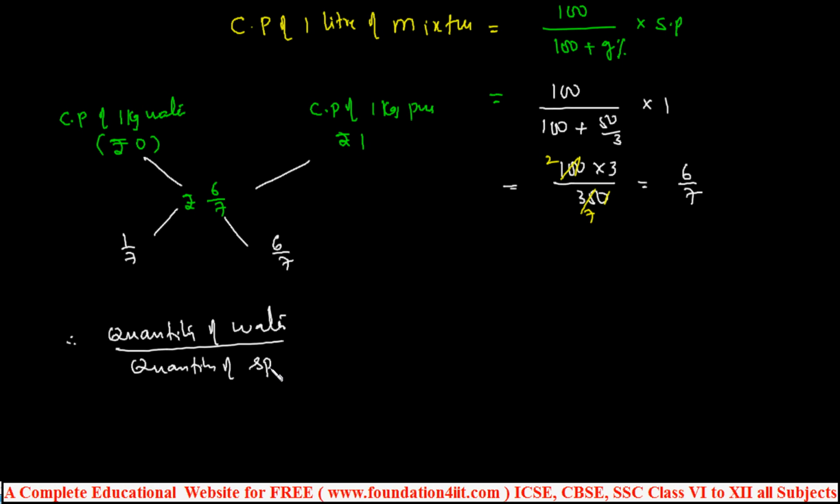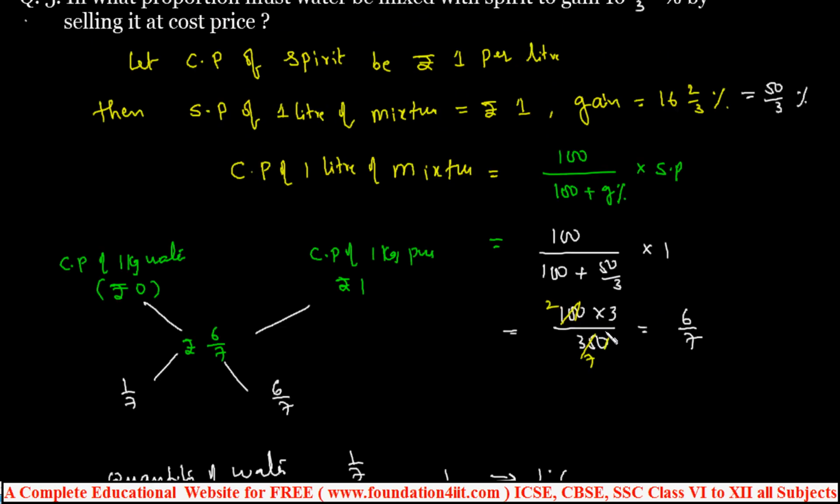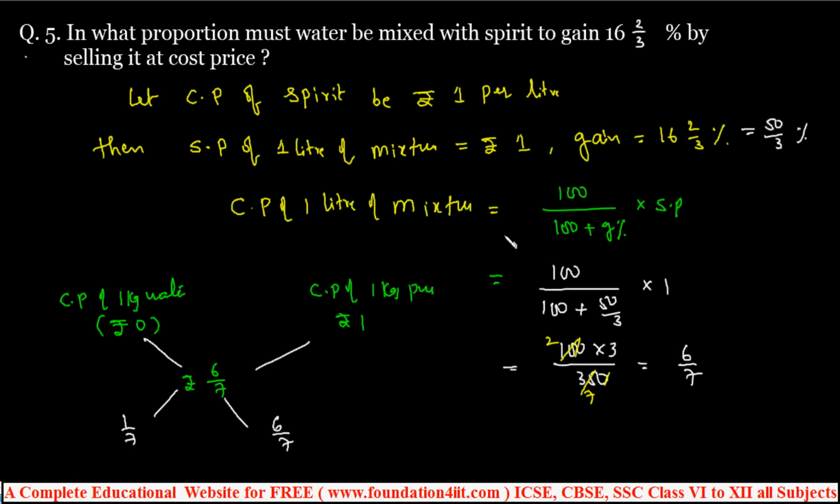Quantity of spirit is 1 by 7 by 6 by 7. So the 7s cancel, leaving 1 by 6. That is nothing but a 1:6 ratio. So the ratio of water and spirit is 1:6. In this 1:6 way we can use it, the water is 1 and the spirit is 6 times. Okay, this is the main thing, but we apply the formula for cost price.